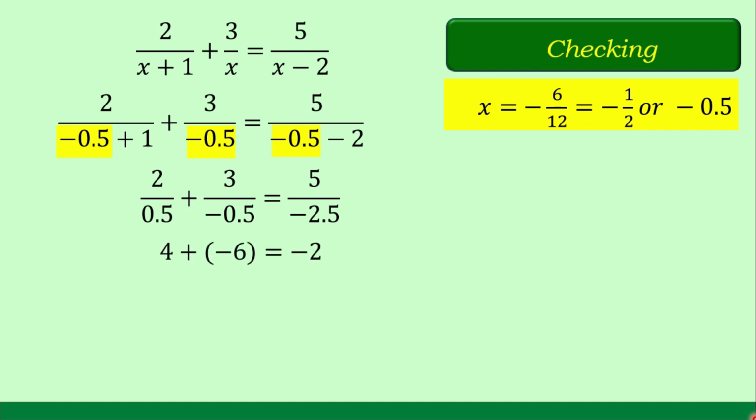Dividing that, you can have this. So we have 2 over 0.5 will give you a 4. 3 over negative 0.5 will give you a negative 6. 5 over negative 2.5 will give you a negative 2. So we have 4 plus negative 6 will give you negative 2 is equal to, copy the right side, negative 2. Since the left and the right side are equal, that confirms that our answer is correct. X is indeed equal to negative 0.5.